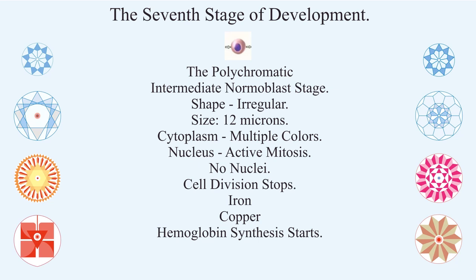So having understood the seventh stage, polychromatic intermediate normoblast stage, where hemoglobin starts appearing, by this time erythropoietin has played its role, folic acid has played a role, B12 has played a role, iron has played a role, copper has played a role. Now you have come to a very specific thing. Now you can develop into something which is very specific.